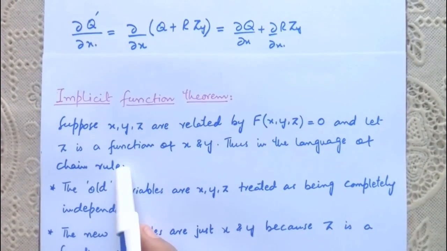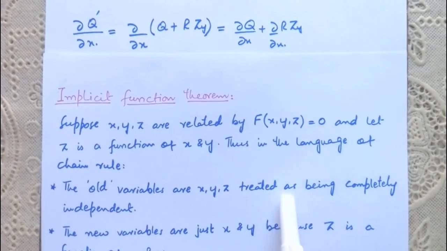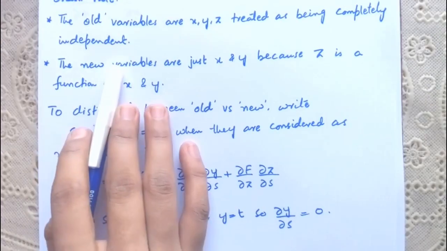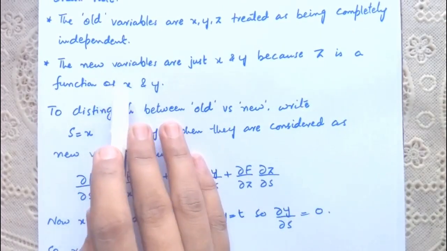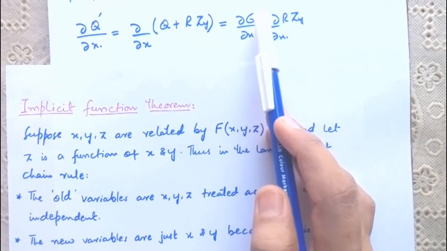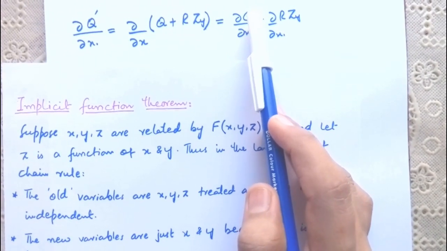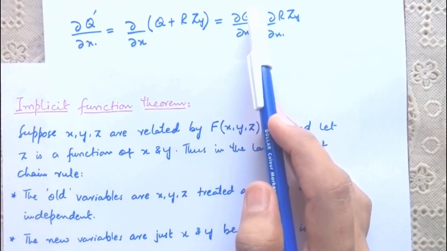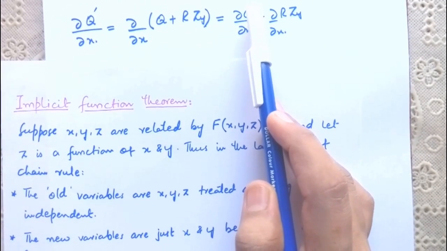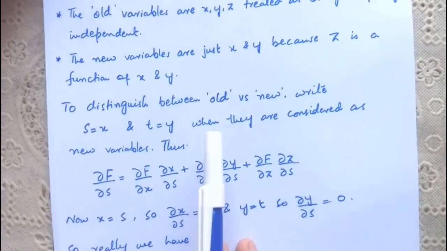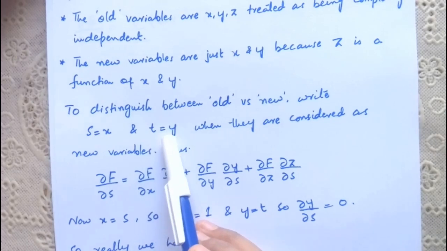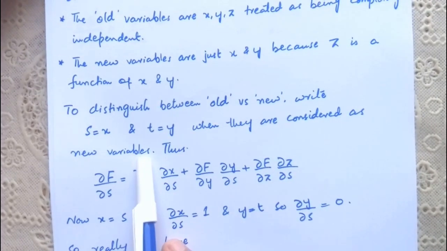Thus in the language of the chain rule, the old variables are x, y, z, treated as being completely independent. The new variables are just x and y, because z is a function of x and y. Meaning the variables of q, x, y and z, we consider as old variables, and the variables of z, x and y, we consider as new variables. And to distinguish between old and new, write s is equal to x and t is equal to y when they are considered as new variables.